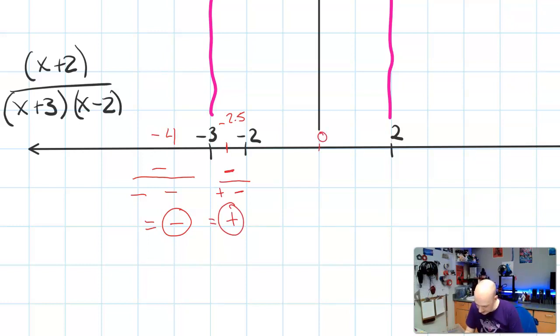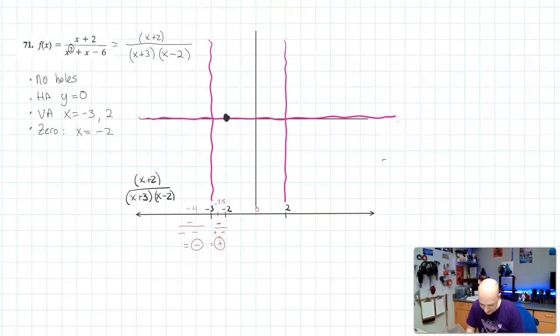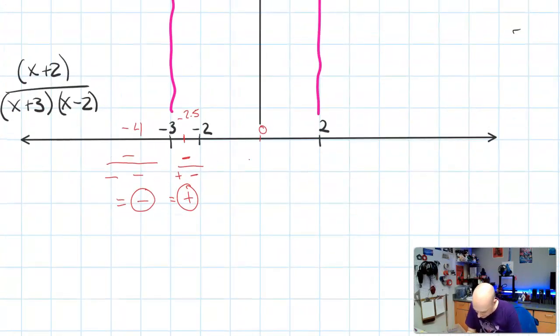Testing 0 again. 0 is just such a nice value. Why don't we just plug it in? If we plug in 0, it's just going to be 2 over negative 6, so negative 1/3. And importantly, that's negative 1/3. And let's test 3. So that's going to be a positive. 3 plus 3 is positive. 3 minus 2 is positive. That's going to be a net sign of positive.